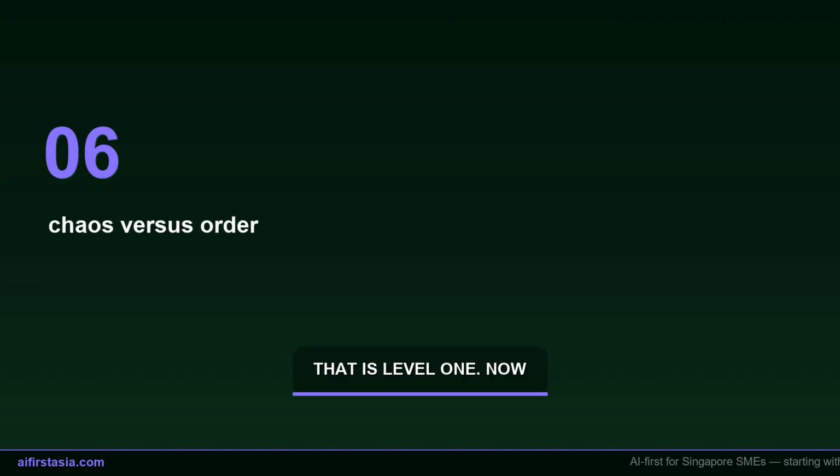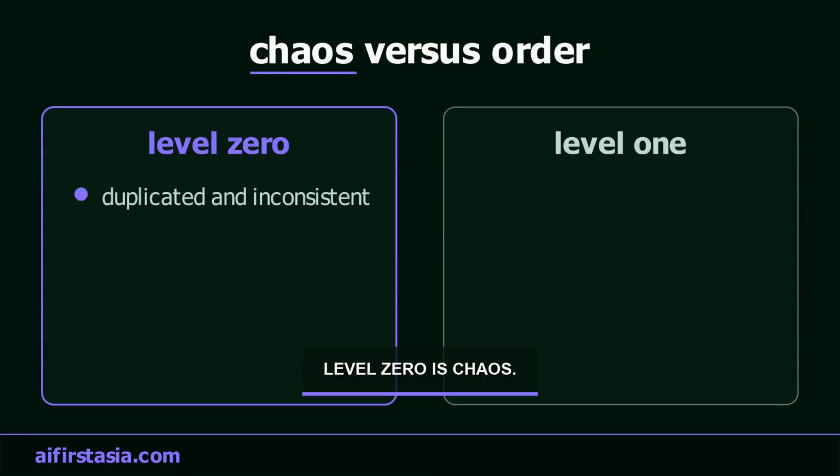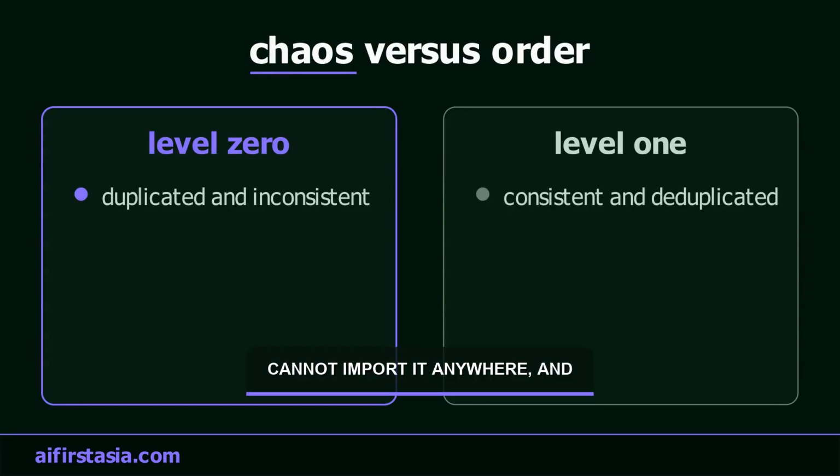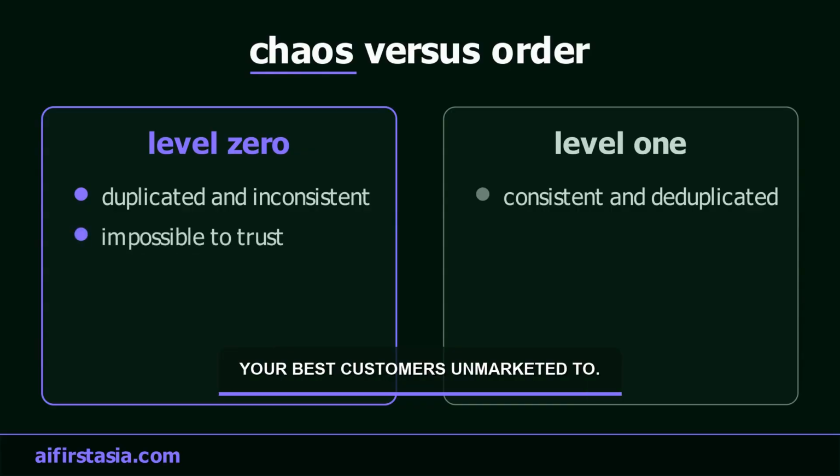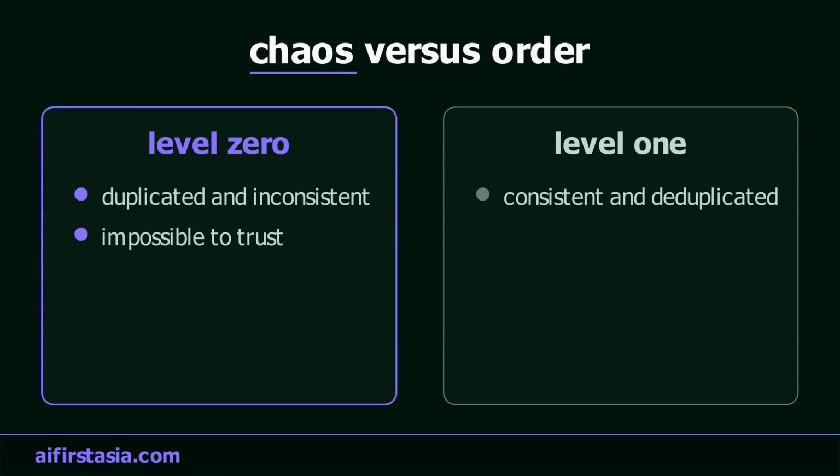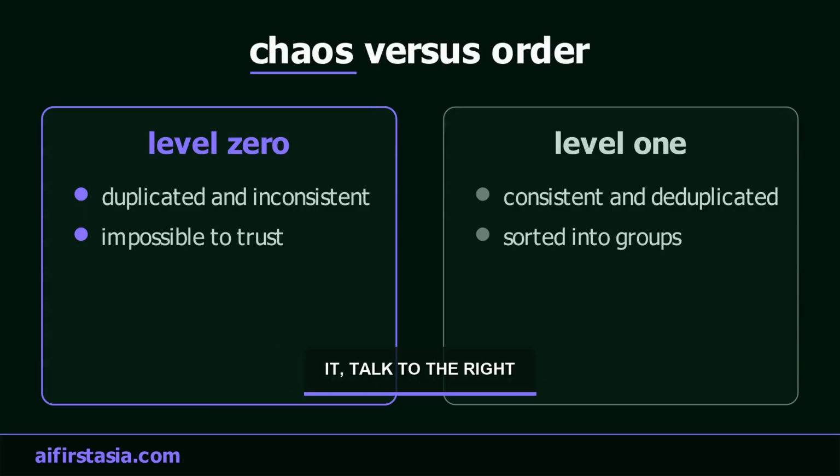That is level 1. Now let me name the real difference this makes, because it is not only about tidiness, it is about turning a dead asset back into a working one. Level 0 is chaos. The list is duplicated, inconsistent, and full of gaps, so you cannot trust the numbers, cannot import it anywhere, and quietly abandon it, leaving your best customers unmarketed too. Level 1 is order. The list is consistent, deduplicated, and sorted into groups, so you can actually use it, talk to the right people, and win back customers you had written off.